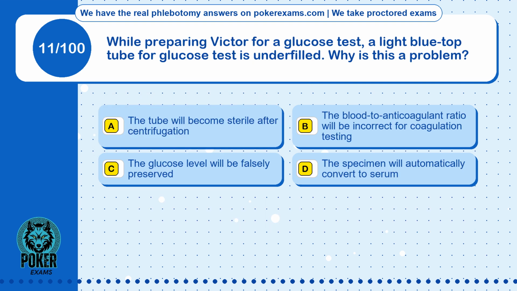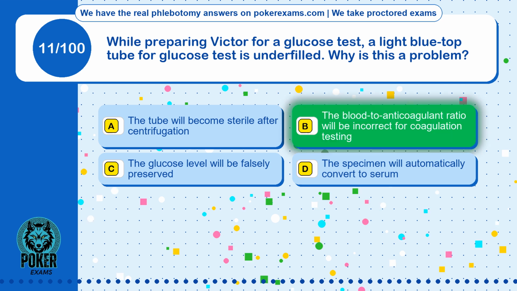Question 11. While preparing Victor for a glucose test, a light blue top tube for glucose test is underfilled. Why is this a problem? Option A. The tube will become sterile after centrifugation. Option B. The blood to anticoagulant ratio will be incorrect for coagulation testing. Option C. The glucose level will be falsely preserved. Option D. The specimen will automatically convert to serum.